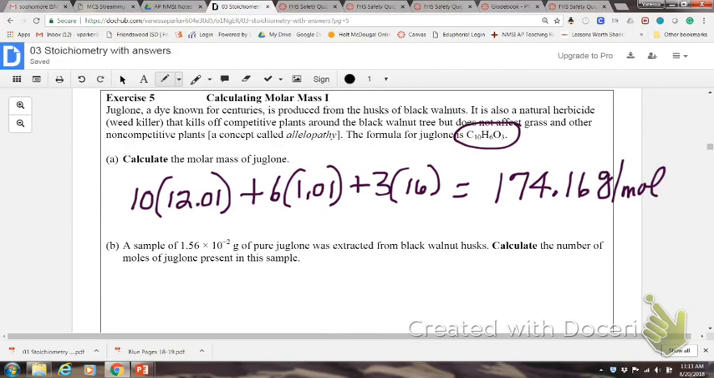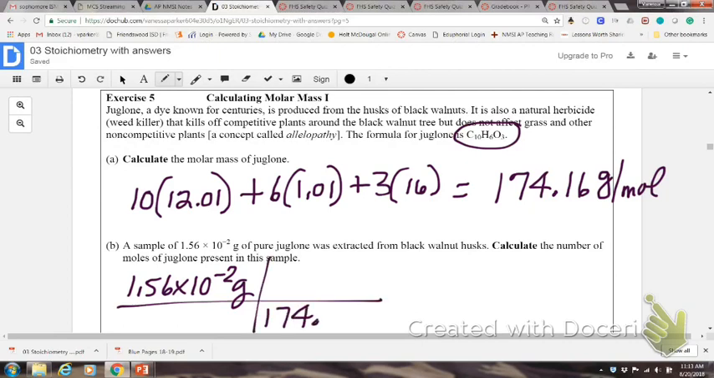Okay, and then the second part of that is if we have the sample, calculate the number of moles present. So we're going to start with the grams. And then we're going to divide by the molar mass that we just calculated.